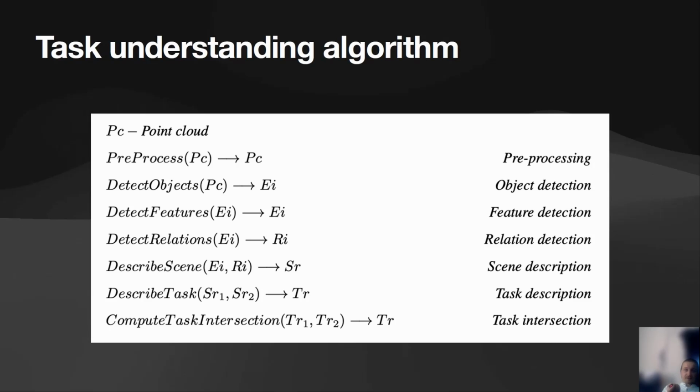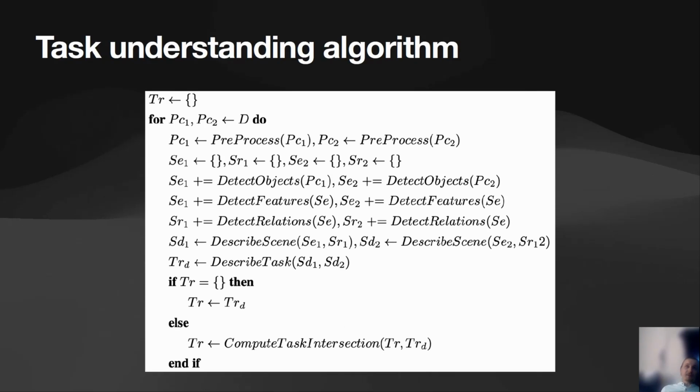So I need a scene description routine, and a task description routine. There, I also need a way of comparing the graphs, so I have a compute task intersection routine. But this will be clearer in a moment. So this is how it goes.